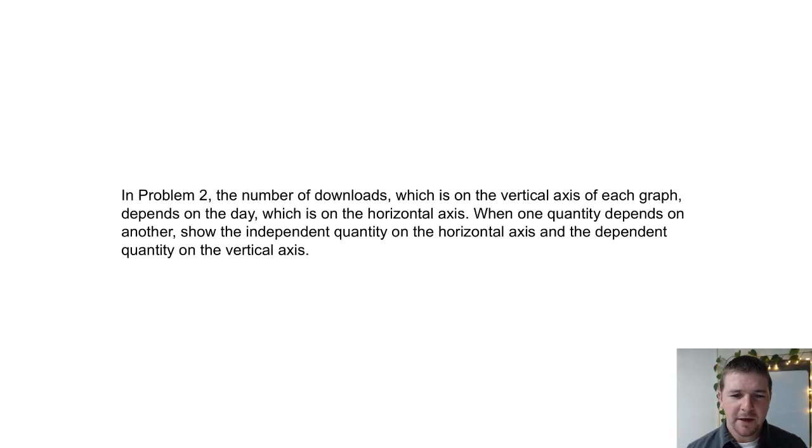In problem 2, the number of downloads, which is on the vertical axis of each graph, depends on the day, which is on the horizontal axis. When one quantity depends on another, show the independent quantity on the horizontal axis and the dependent quantity on the vertical axis.